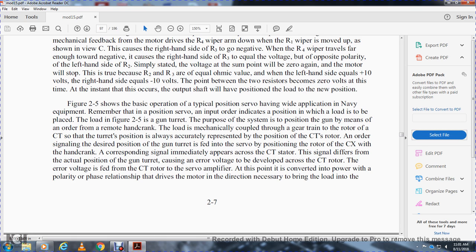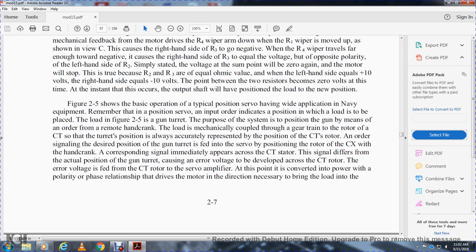This turret position is always accurately represented by the position of the control transformer rotor. The ordered, desired position for the gun turret is set by the position of the control transmitter rotor within the hand crank, and the control transformer immediately responds. Where the signal differs from the actual position of the gun turret, an error voltage develops in the control transformer rotor and is sent to the servo amplifier.